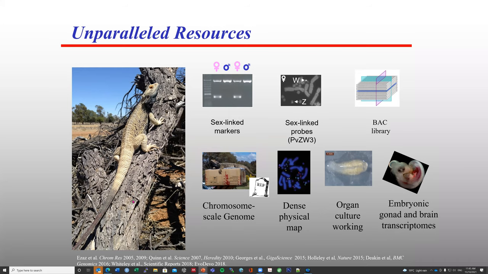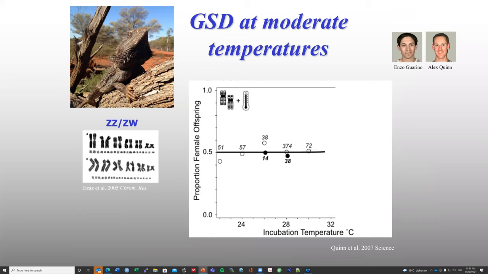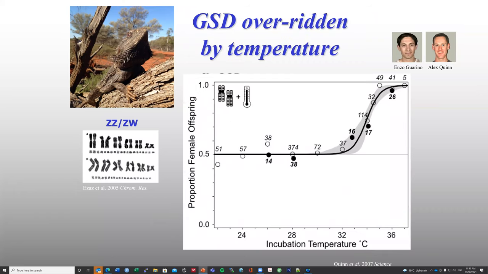Now, one of the really interesting things about this and what makes it a fantastic model is it's got GSD, genetic sex determination at moderate temperatures. And so when you incubate the eggs at moderate temperatures, you get a 50-50 sex ratio, as you'd expect with a GSD species. But when you push the temperatures higher, what you find is that you get sex reversal. So the ZZ individuals that would normally become males get reversed to a female phenotype by temperature. And so what we've got here is the intrusion of temperature into the developmental programming of the dragon embryo to reverse the sex of the ZZ genotype to a female phenotype.